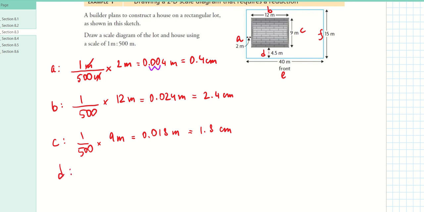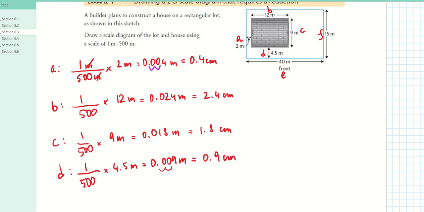For D, we have 4.5. So again, 1/500 times 4.5. This equals 0.009 meters. And again, move the decimal spot 1, 2, so you get 0.9 centimeters.